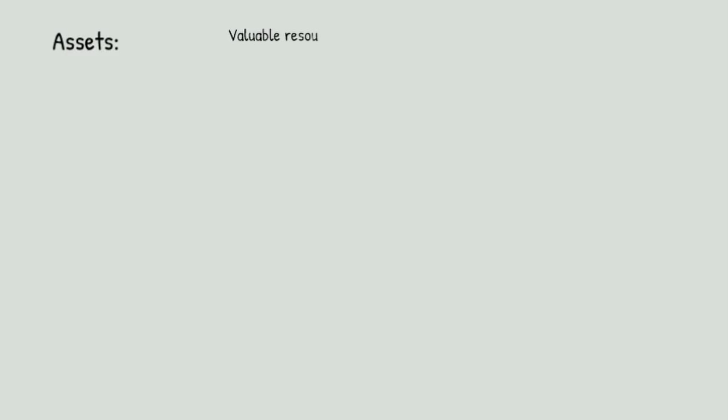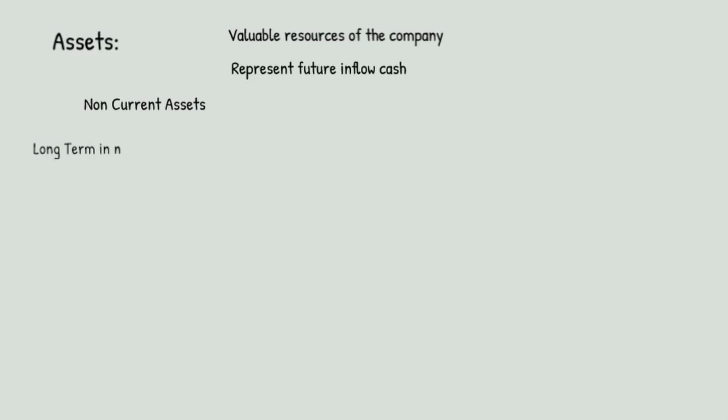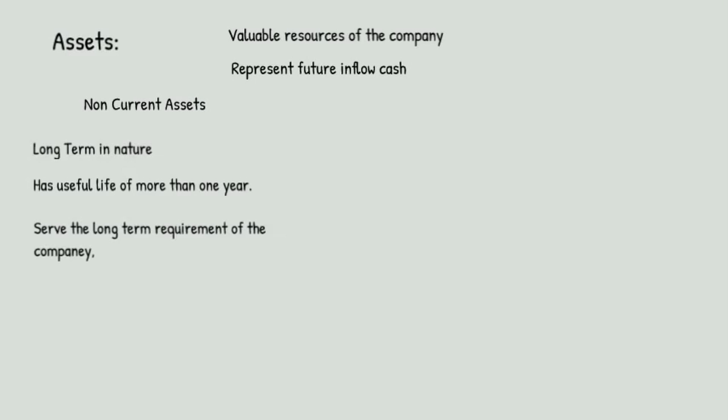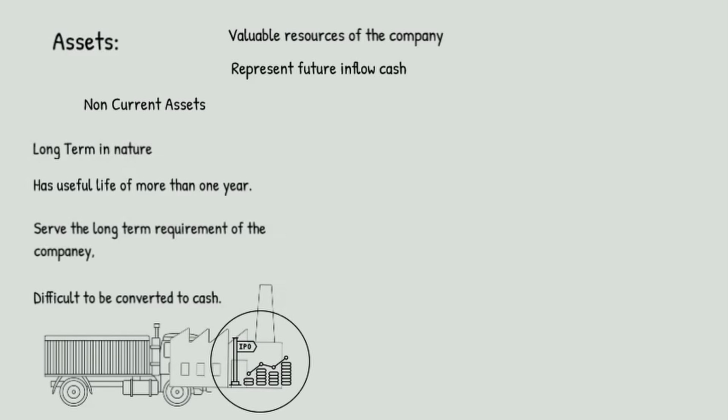Assets are the valuable resources of the company. They represent future cash inflow, which means that whenever you have an asset, the company can guarantee that in the future it will receive cash against this asset. Assets can be classified into two types, non-current assets and current assets. A non-current asset is long-term in nature, which means that it has a useful life of more than 1 year and it serves the long-term requirements of the company. One more feature of non-current assets is that they are difficult to convert to cash, which means that it will take time to find a buyer and sell at a fair price. Examples: vehicles, buildings, and long-term investments.